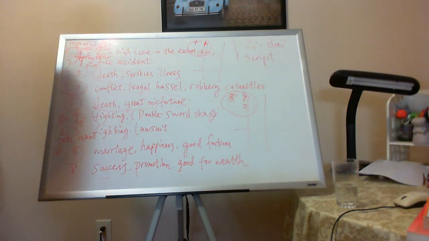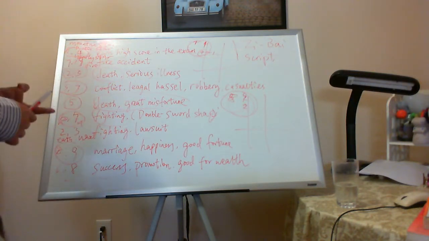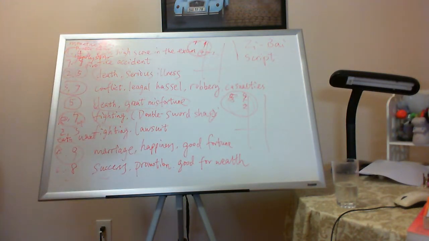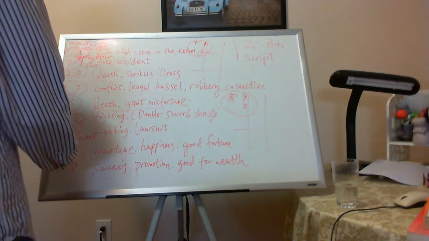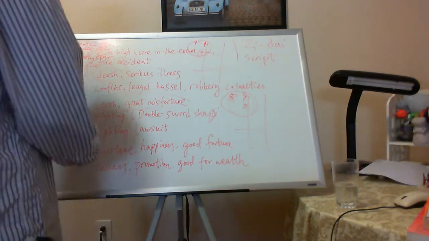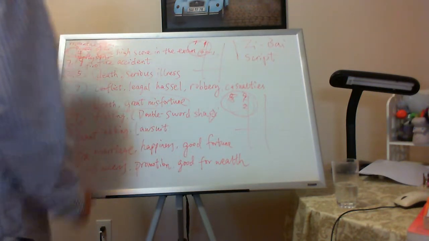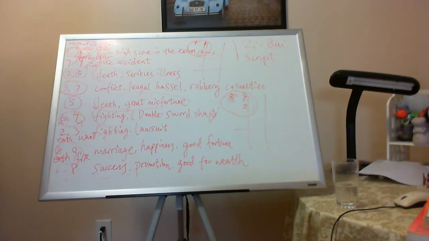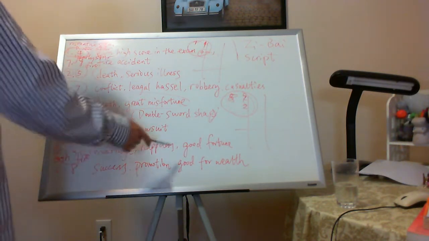So star 8 represents wealth, the speculative wealth, and star 9 represents good fortune in general. The element of 8 is earth, and the element of star 9 is fire, and fire will generate earth. So their relationship is harmonic, so they have an auspicious result.